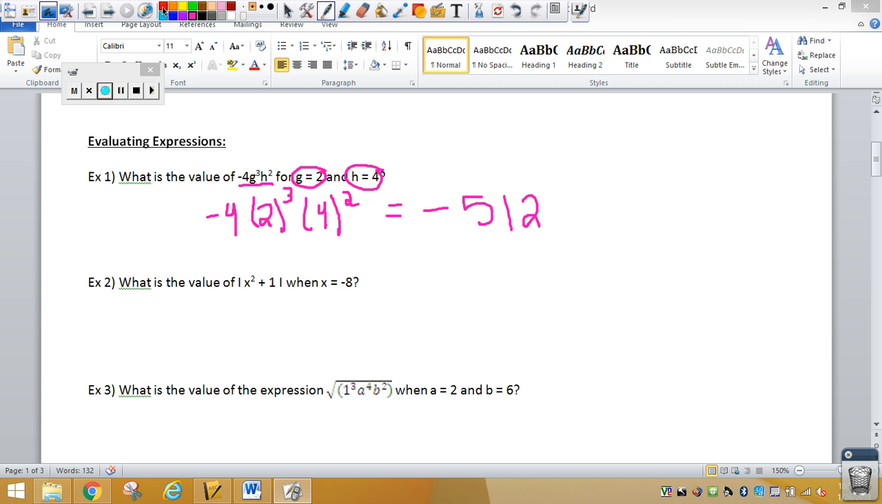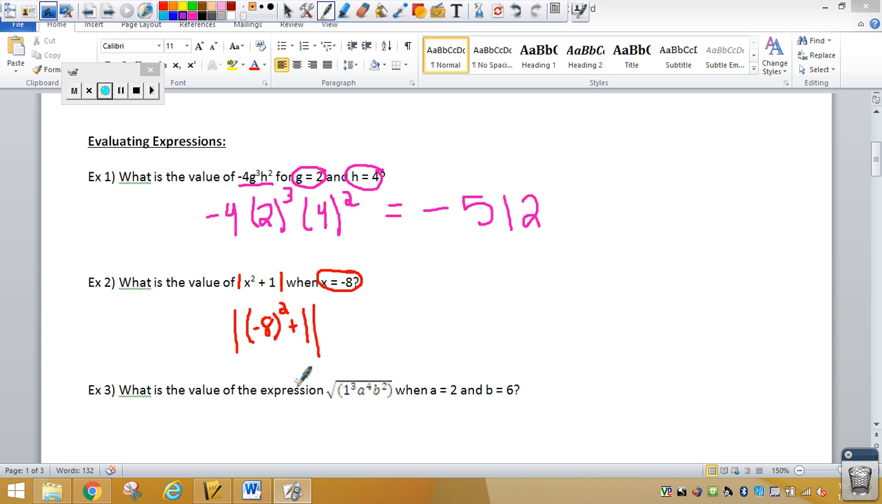Example 2. These lines right here are absolute value. So I'm going to do the absolute value. Instead of x, I know x. X is negative 8. Now here's something that will probably show up on your EOC. If they ever give you a negative to square or cube or raise to the fourth, you need to put it in parentheses. I'm going to bring down my plus 1.